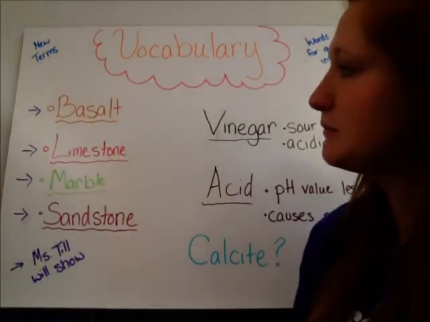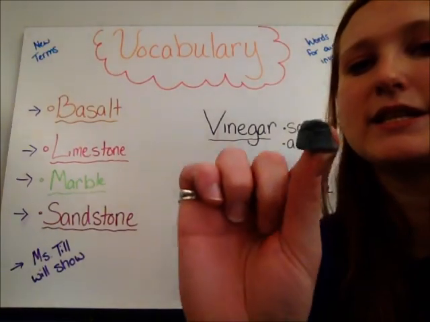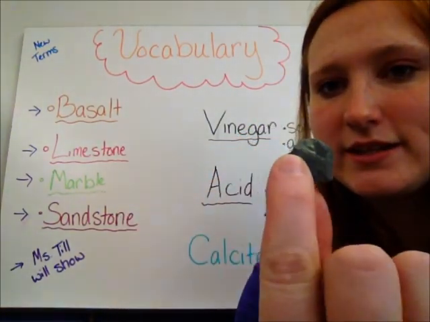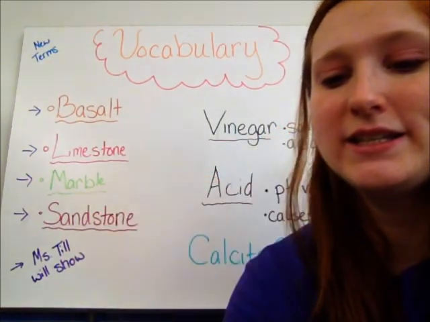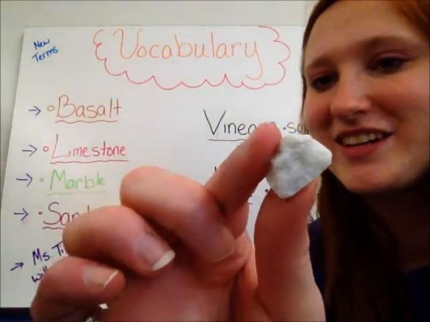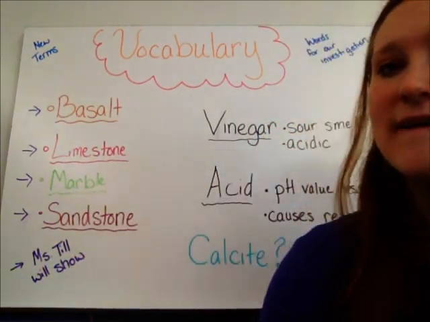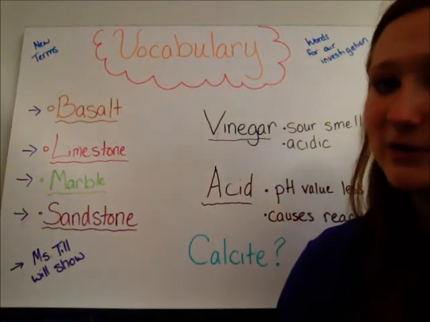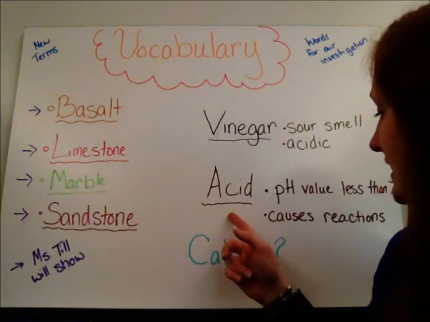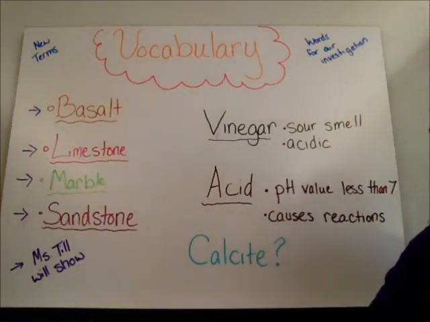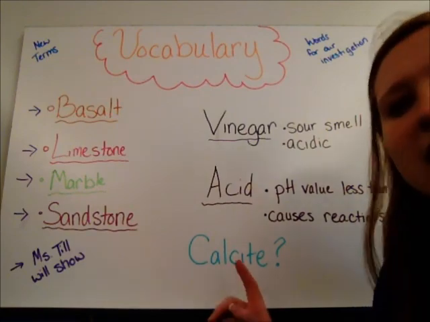Our vocabulary, some new terms and words for our investigation. Basalt is a specific rock that looks like this. Limestone is a different type of rock that looks like this. Marble looks like this. Sandstone looks like this. Vinegar has a sour smell, so our room is probably going to smell, friends. And it's very acidic. Acid means it has a pH value less than 7, which causes reactions.